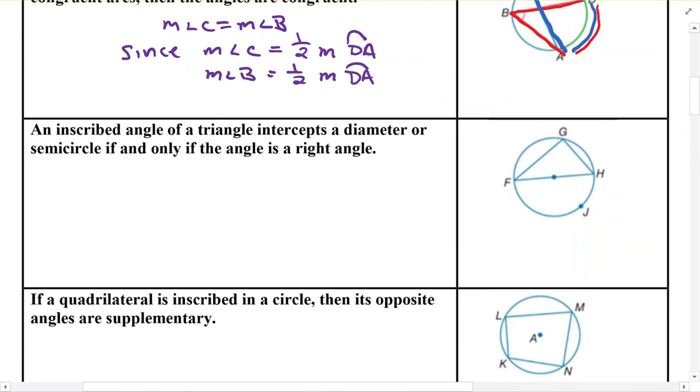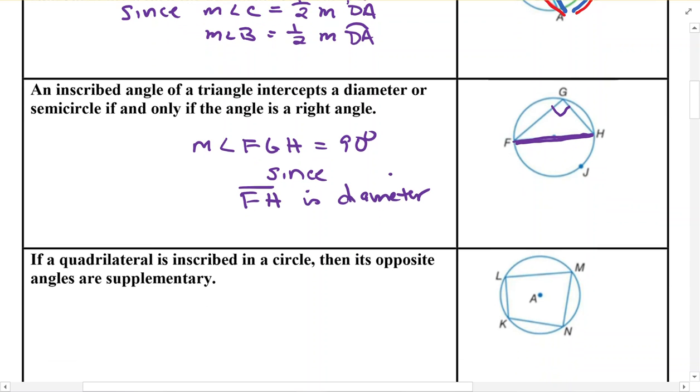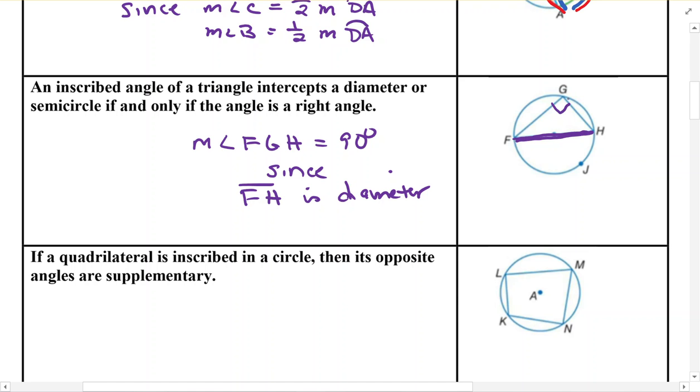With an inscribed angle, if I join the 2 endpoints here and it's a diameter, then this angle right here has to be a right angle. So the measure of angle FGH equals 90 degrees, since FH is the diameter. So if you know that angle G is 90 degrees, you know that angle F and angle H have to add up also to be 90 degrees.